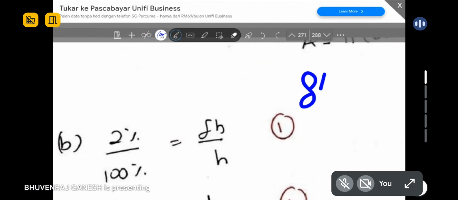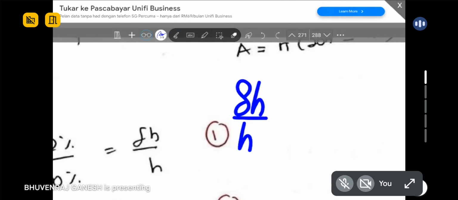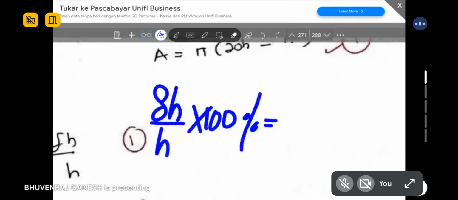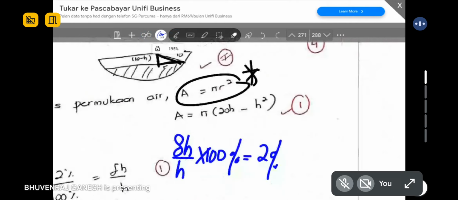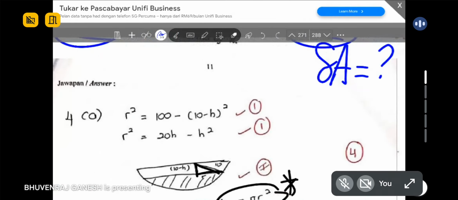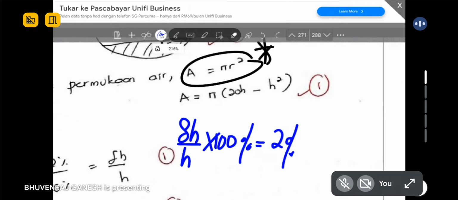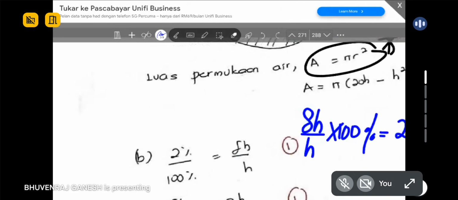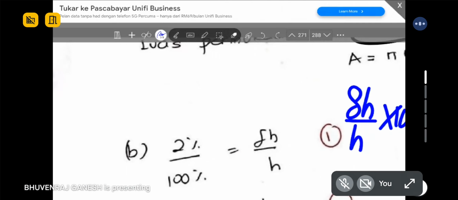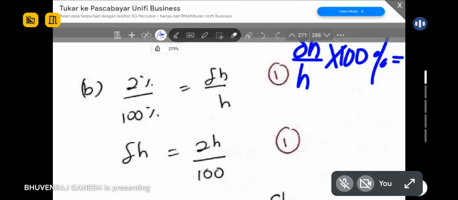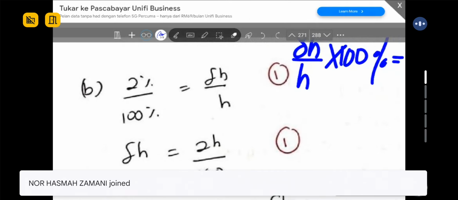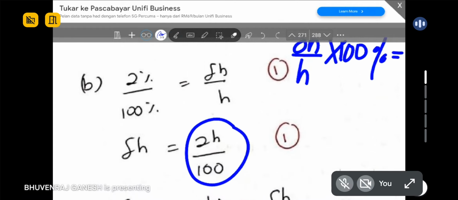Because delta H over H times 100% is equal to 2%. This is the formula for error, guys. Kesilapan dalam apa-apa ukuran, this is the formula. Error, small changes. Delta H over H times 100% equal to 2%. So that's why rumus dia macam ni. So you guys solve for delta H. Delta H is equal to 2H over 100.